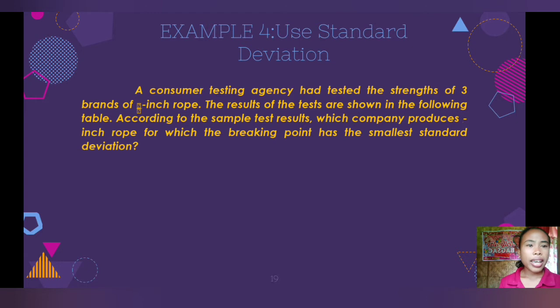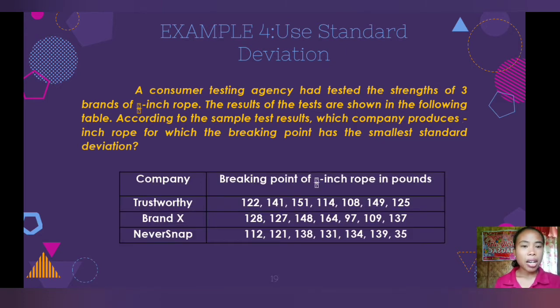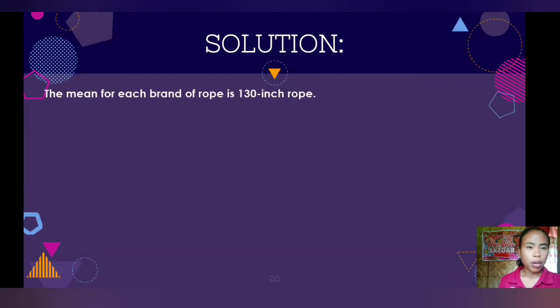A consumer testing agency tested the strength of 3 brands of roof. The results of the test are shown in the following table. According to the sample test results, which company produces roofs of which the breaking point has the smallest standard deviation? So the 3 companies are Trustworthy, Brand X, and Never Snap. So we have to solve first the mean. So the mean of the 3 companies is 130-inch roof.